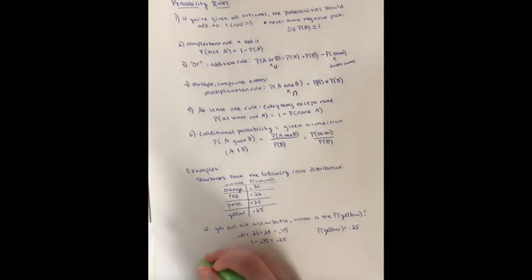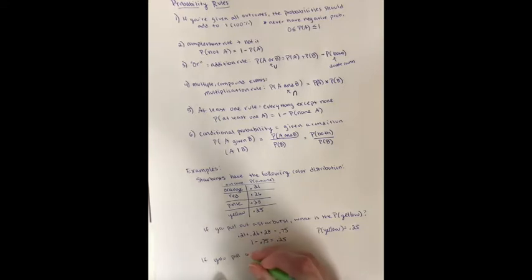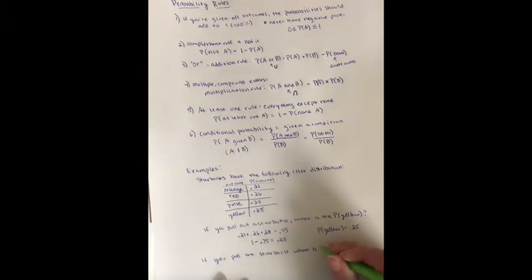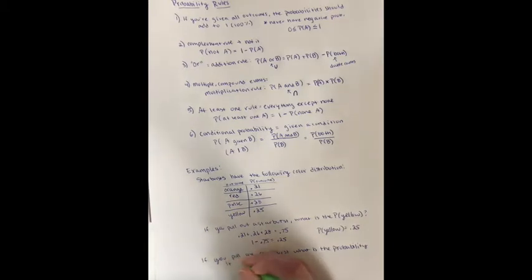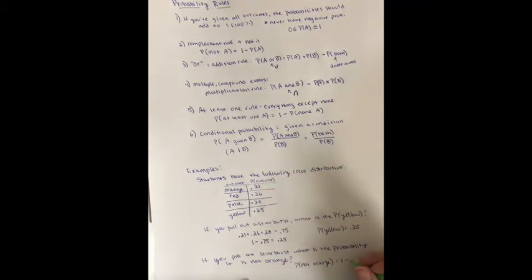Okay, so that's the everything should add up to 100% rule. Now let's try the complement rule. If you pull one starburst, what is the probability it is not orange? Well, orange is 0.21, which means not orange is everything except orange. So it's 1 minus orange, or 0.79.